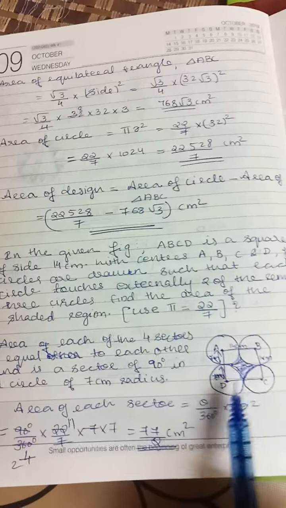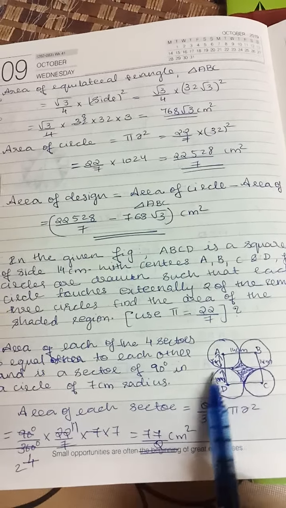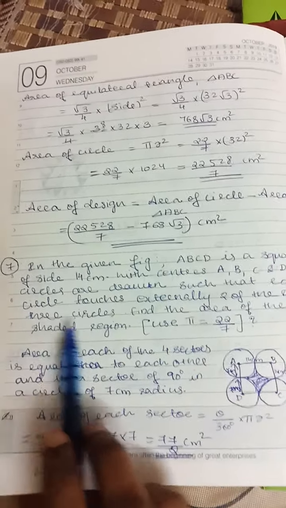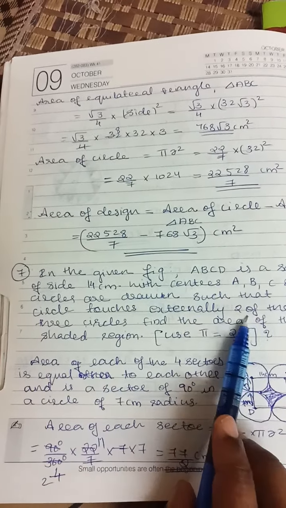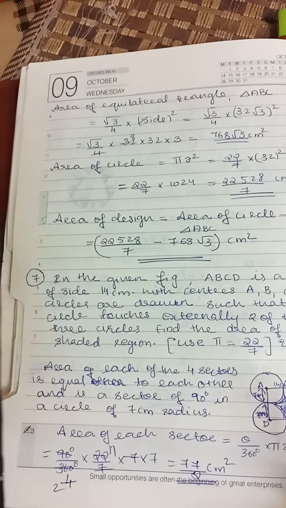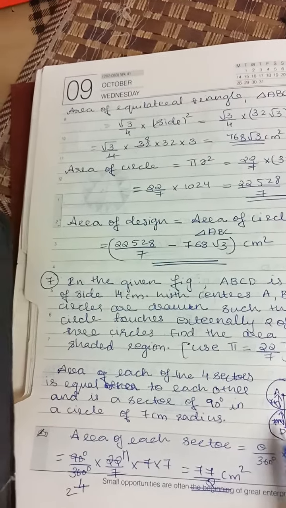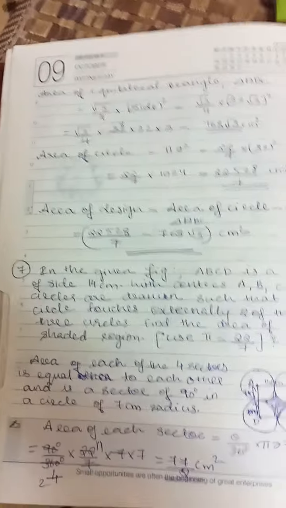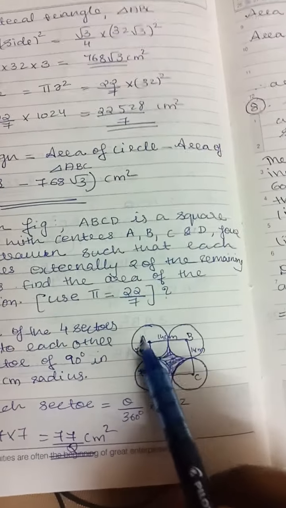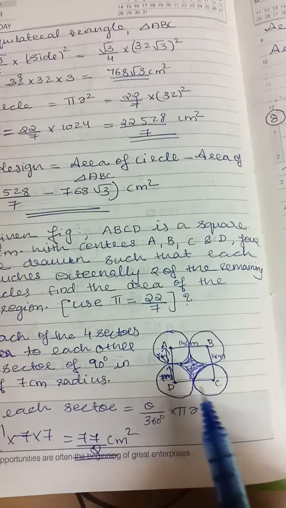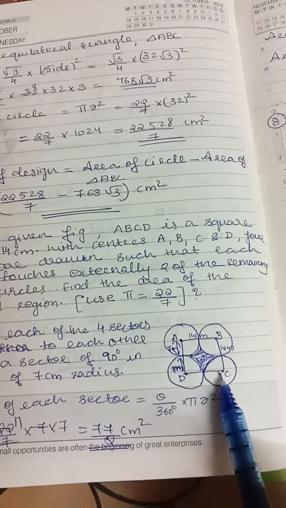A is the center of this circle. B is the center of this circle. C is the center of this one. D is the center of this one. The circles are drawn such that each circle touches externally two of the remaining three circles. So you can see here this A is touching B and D circles. C is touching B and D. That is the meaning.